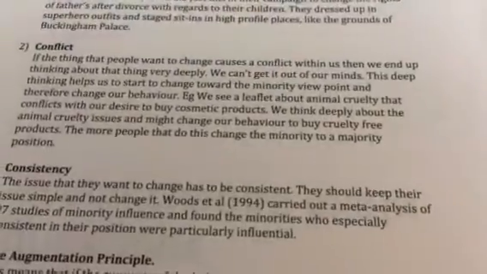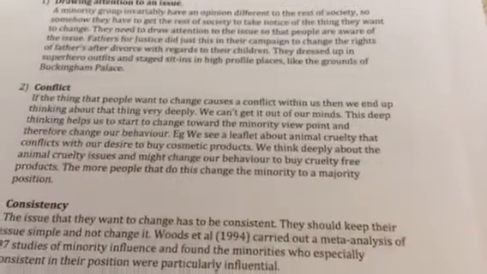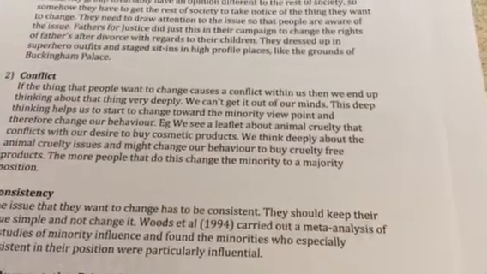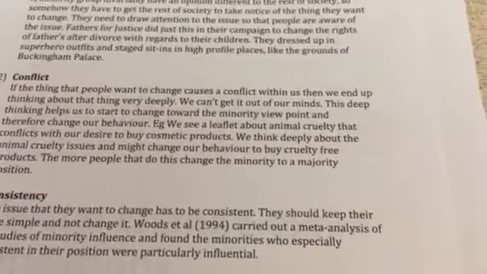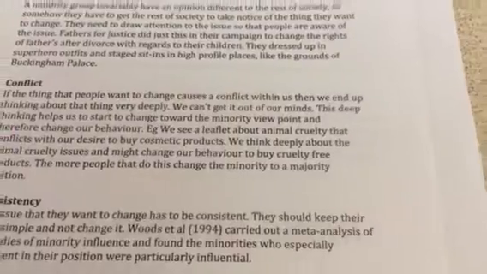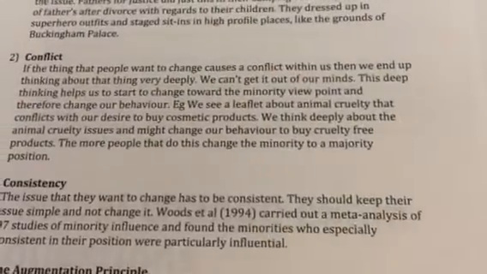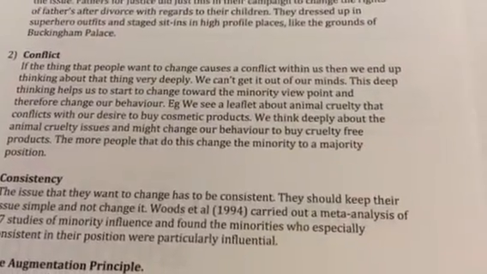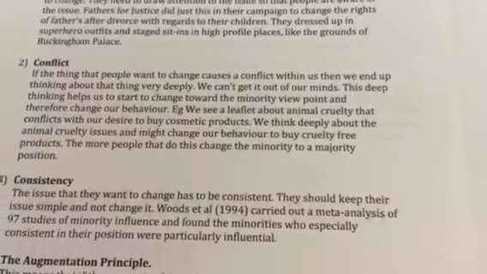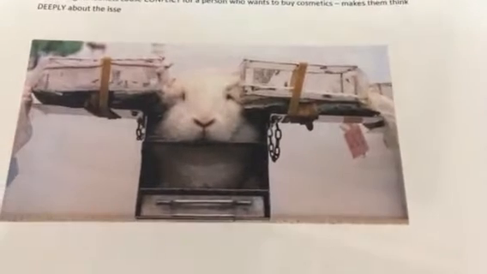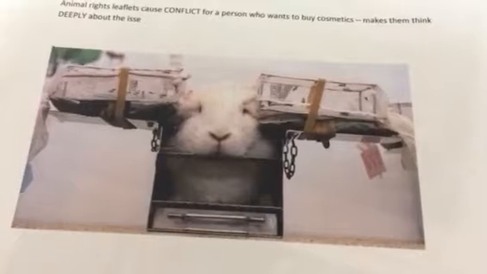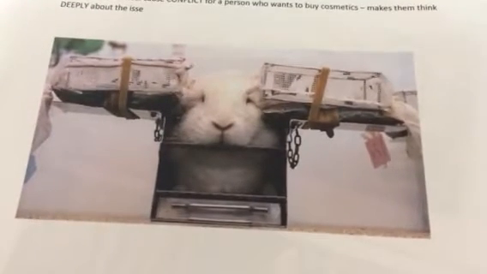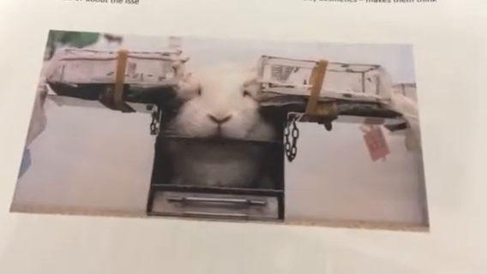The second condition is conflict. If the thing that people want to change causes a conflict within us, then we end up thinking about that thing very deeply. We can't get it out of our minds. This deep thinking helps us to start to change toward the minority viewpoint and therefore change our behaviour. E.g., if we see a leaflet about animal cruelty that conflicts with our desire to buy cosmetic products, we think deeply about the animal cruelty issues and might change our behaviour to buy cruelty-free products.